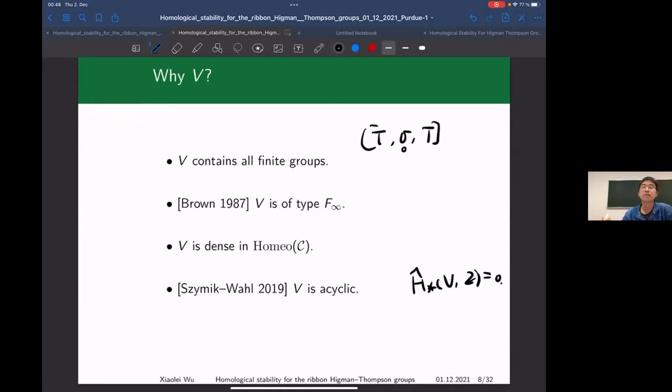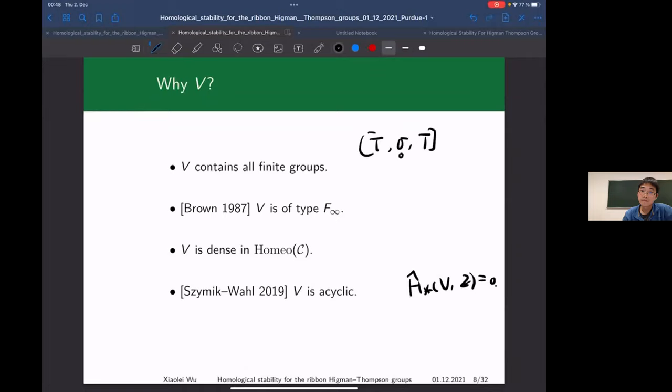Which Brown and which Wahl? This is Kim Brown. Okay. From Cornell. Yeah. And this is Latani Wahl. Okay. Yeah. Okay.